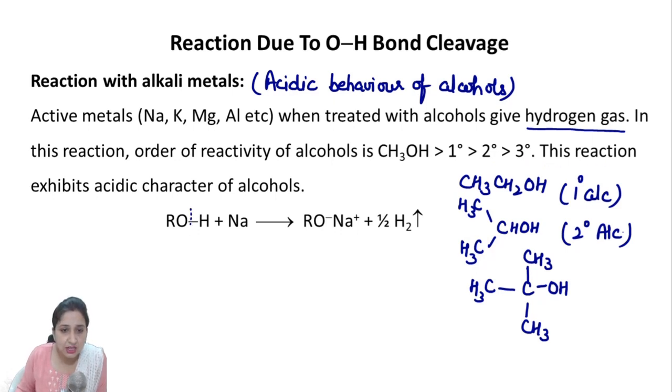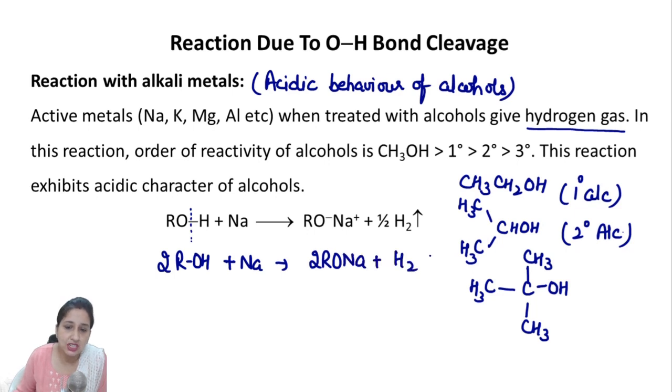So how does this reaction take place? Basically this reaction involves the breakage of the OH bond. Hydrogen will be released and sodium will take its place to form the intermediate RO negative Na positive. Or we can say that if we treat two molecules of alcohol with sodium, we will get 2RONa plus hydrogen gas released. So two atoms of sodium will react. This reaction basically shows the acidic behavior of alcohols, but alcohols are weaker acids even than water.